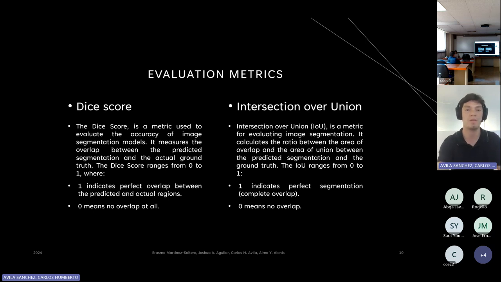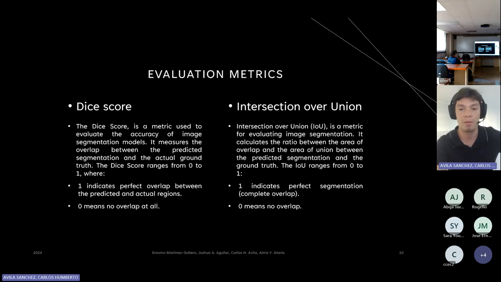The Dice score is a metric used to evaluate the accuracy of image segmentation models. It measures the overlap between the predicted segmentation and the actual ground truth. The Dice score ranges from 0 to 1, where 1 indicates perfect overlap between the predicted and actual regions, and 0 means no overlap at all.